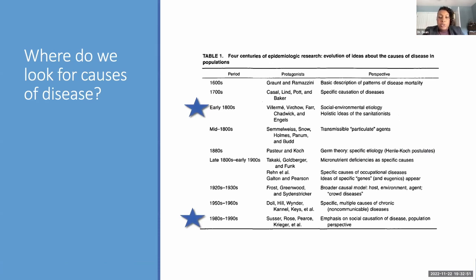So where do we actually look for these causes of disease now? If it's not social, what has it been? Well, we talked a little bit about Virchow and some of the other people, that for a long time, people thought about the social environment in terms of its etiology. And at the time, people mostly thought about sanitation. People thought about cleanliness. But now we've arrived at a point where we're thinking more about these social causes of disease in a population perspective.